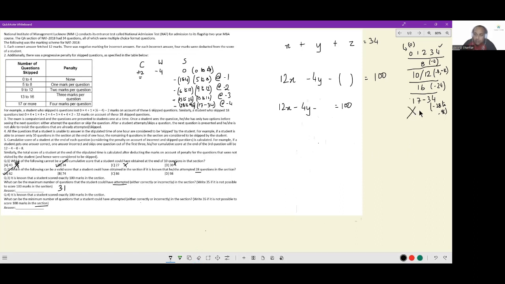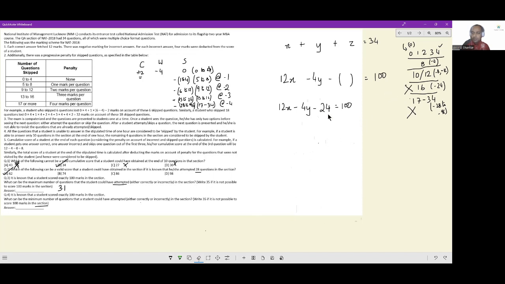And then let's go to the next band. If there were 16 questions that were skipped, then 3x minus y is equal to 25 plus 6, 31. And if 16 questions are skipped, 18 is left. So x plus y is equal to 18. Again, there is a challenge. 4x is equal to 49. We can't have this, which means even this band is unacceptable to us.